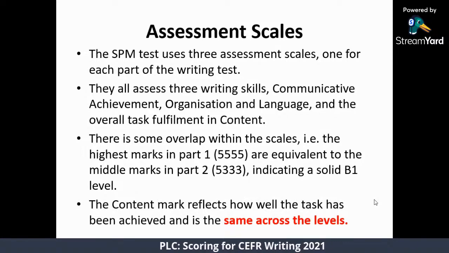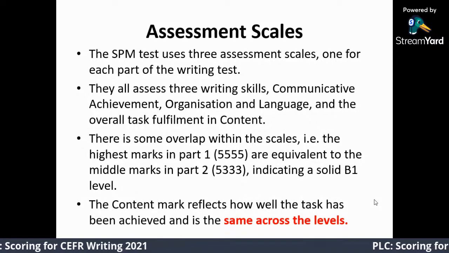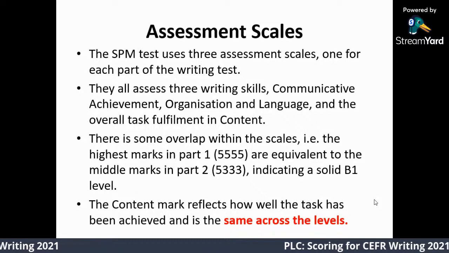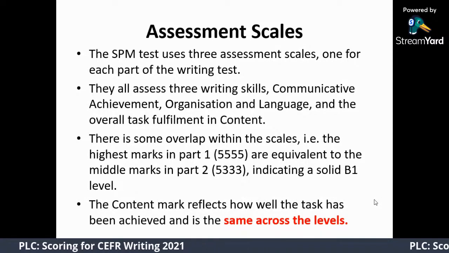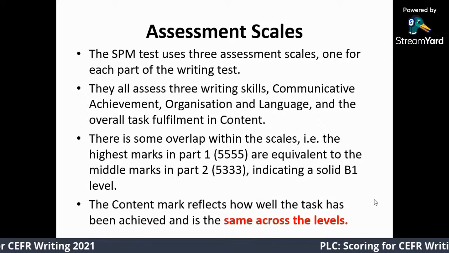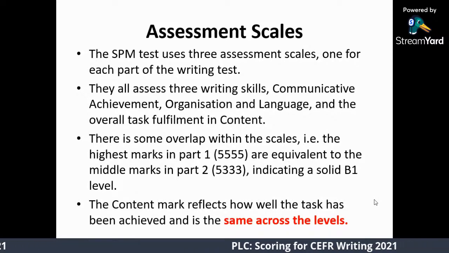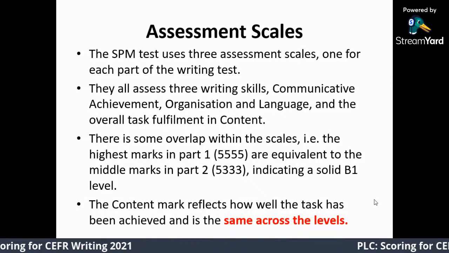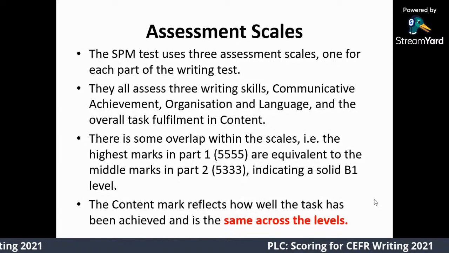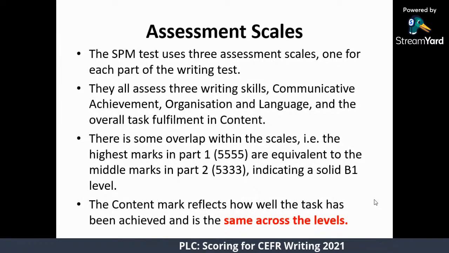Next, they all assess three writing skills: communicative achievement, organization and language, and the overall task fulfillment in content. Okay, we'll go through this later. And you have to remember that the content descriptor is actually the same across all the levels. I'll show you an example later on. Only the others will differ, but the content, if you look at band 3, for example, for part 1 and part 2 and part 3 is literally the same. So content doesn't differ as much compared to the others because they are pitched at different levels of achievement.